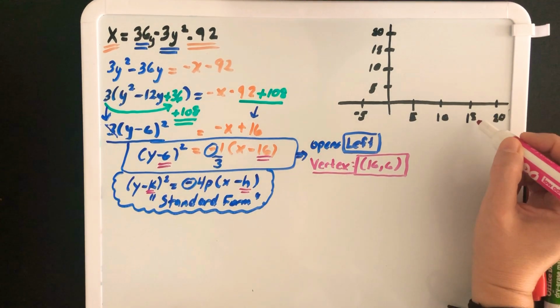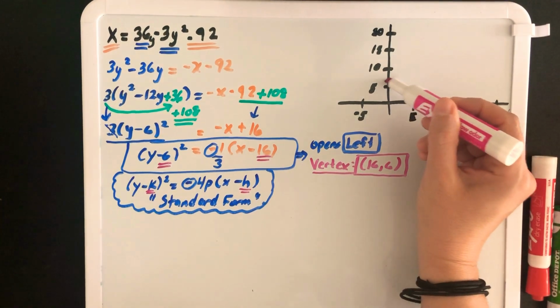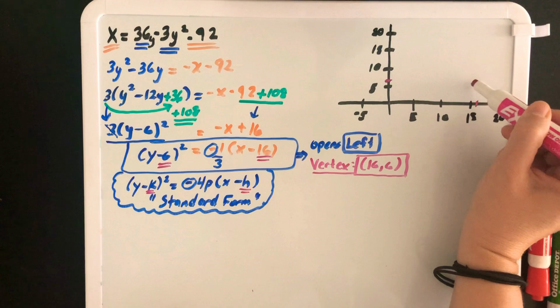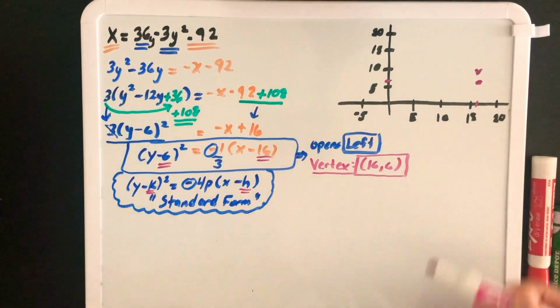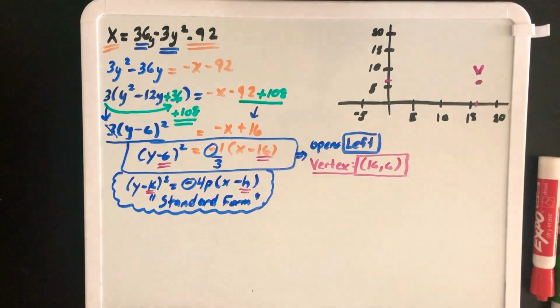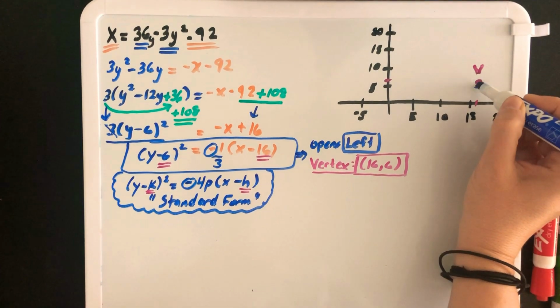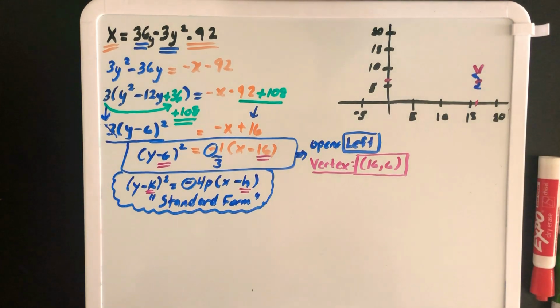So if this is 15 on my graph, I could go to 16, and if this is 5, I could go to 6, and somewhere yonder over here would be my vertex. Okay, so my vertex is located at the point (16, 6). I also know how it's opening. The graph is opening to the left. So something like this is happening, but we don't know exactly how wide or how narrow to make the parabola until we have our focus and our latus rectum.